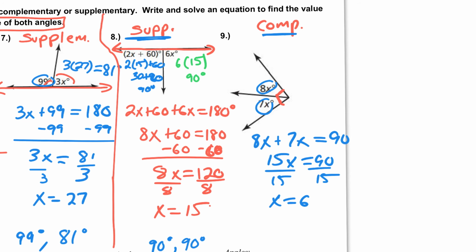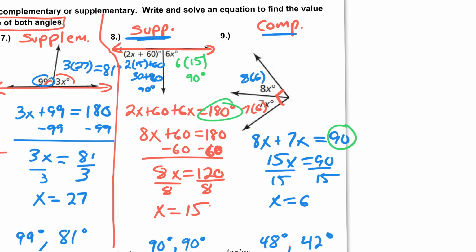Our last step would be to plug 6 back into these expressions up here to find the angle measures. So if we plug 6 back in for x, this is going to be 8 times 6. And 8 times 6 gives us an angle measure of 48 degrees. And then if we plug 6 into the second expression, that's going to be 7 times 6. And that gives us an angle measure of 42 degrees. Okay, so first be able to identify whether or not the angles are complementary or supplementary. If they are complementary, you're adding them up and setting them equal to 90. If they are supplementary, you're adding them up and setting it equal to 180.